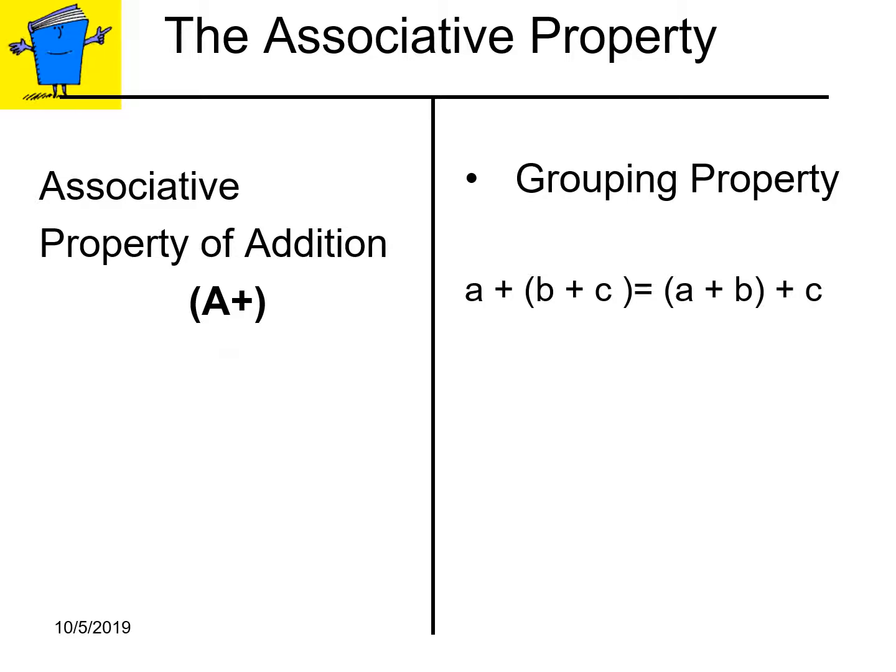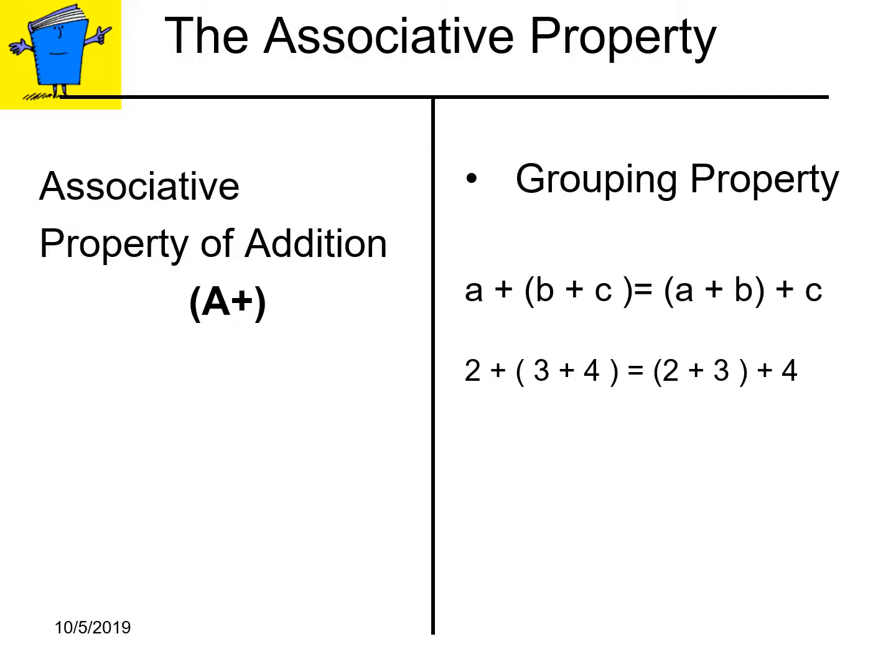For instance, if you have A plus the quantity of B plus C, the outcome or the sum of that is going to be the same as if you group A and B together and then add C. You would have to follow the order of operations based on the parentheses, but regardless, the sum is still going to be the same. Let's look at an example.